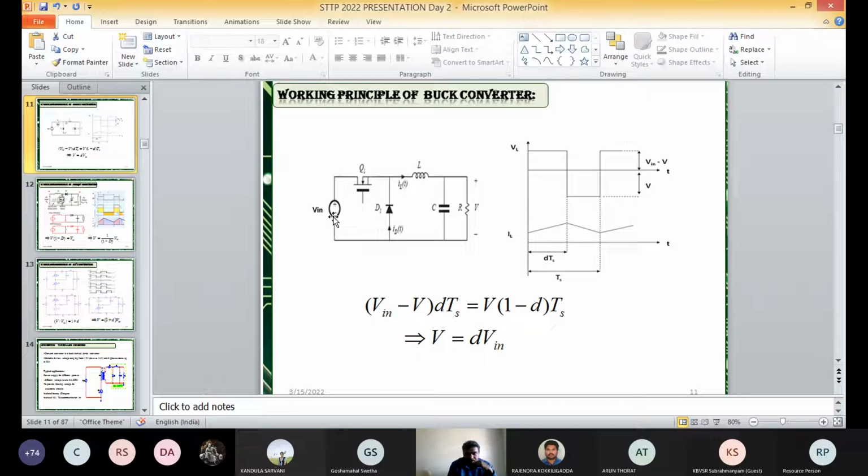During this case, the voltage across the load is equal to the input voltage. That's why this is the voltage during the on state.